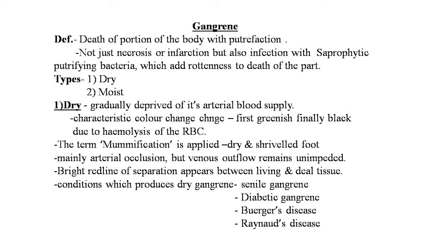First we will see dry gangrene. The characteristic features are that the part is gradually deprived of its arterial blood supply. There is a characteristic color change, first greenish and finally black, due to hemolysis of the red blood corpuscles. The term mummification is applied to such a dry and shriveled foot, which is exactly like that of a mummy. There is mainly arterial occlusion, but the venous outflow remains unimpeded.